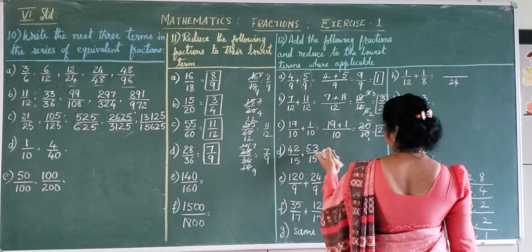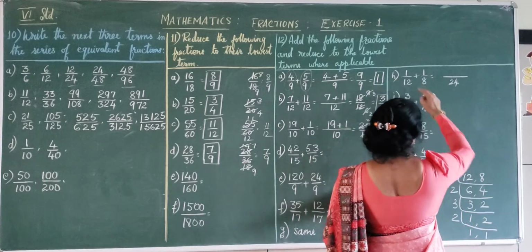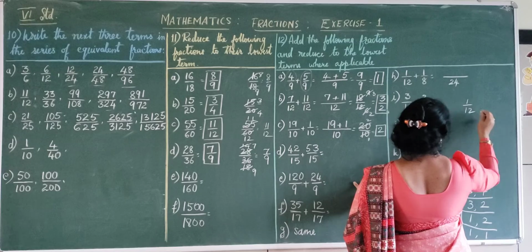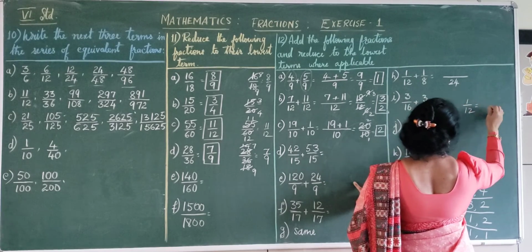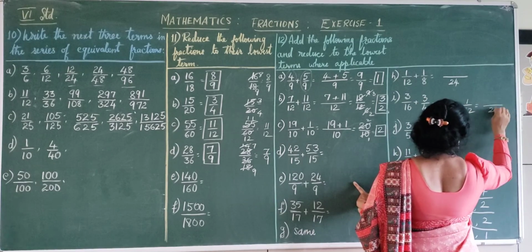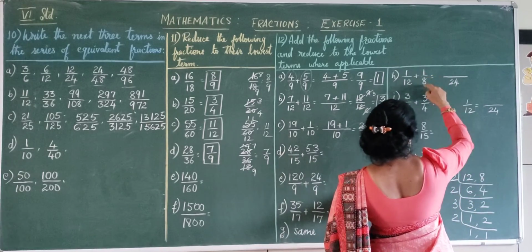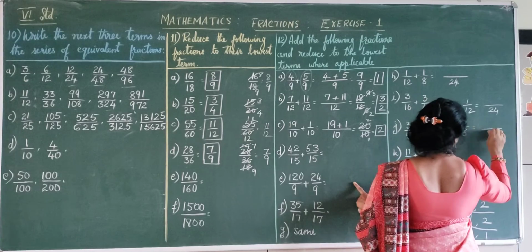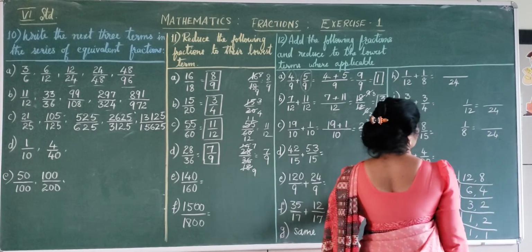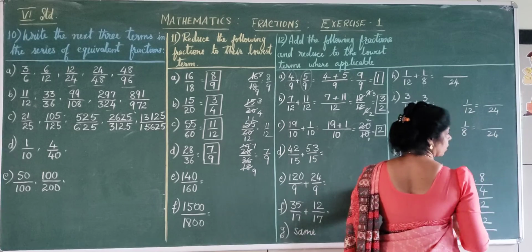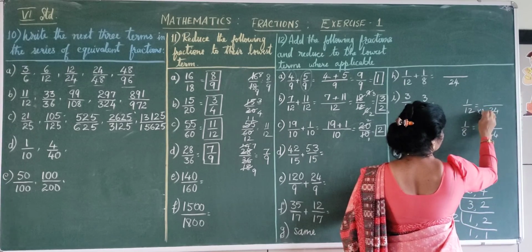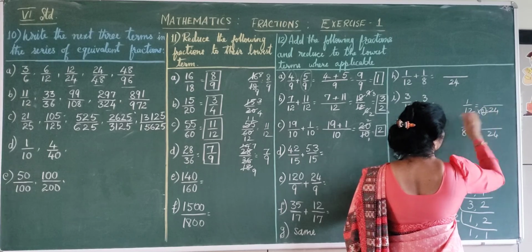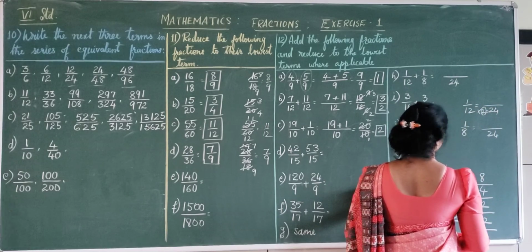Now you have to follow the same way what I have taught you here. What you have to take? First fraction. What is the first fraction? 1 by 12 is equal to, here the LCM is 24. The same way for 1 by 8 is equal to 24. Now 12 into how many times is 24? 12 2s are 24. So what is the middle factor? 2.